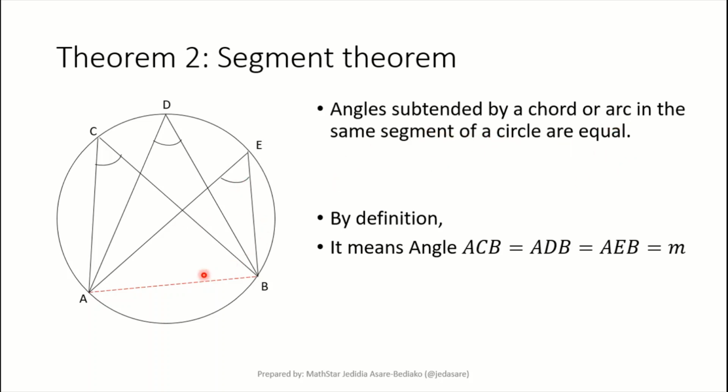So if we have a number of angles formed in the same segment, then this theorem says that those angles in the same segment are equal. By definition, it means angle ACB equals angle ADB equals angle AEB, and they are all the value of M.